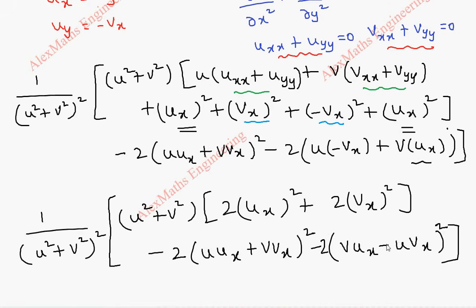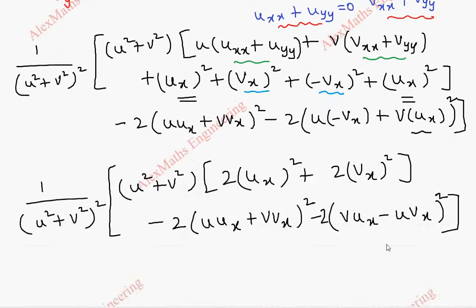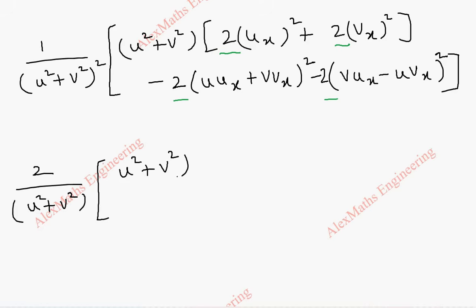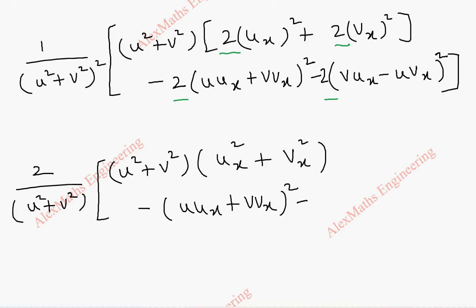So here there is a square, and in the previous step we have written. Fine. Now every term has a 2, so by taking this 2 common, we get 2 in the first term, and even there is a 2 here. So let's take 2 common. So 2 by u square plus v square. After this we have u square plus v square into ux square plus vx square, then minus ux plus vx whole square minus vux minus uvx whole square.